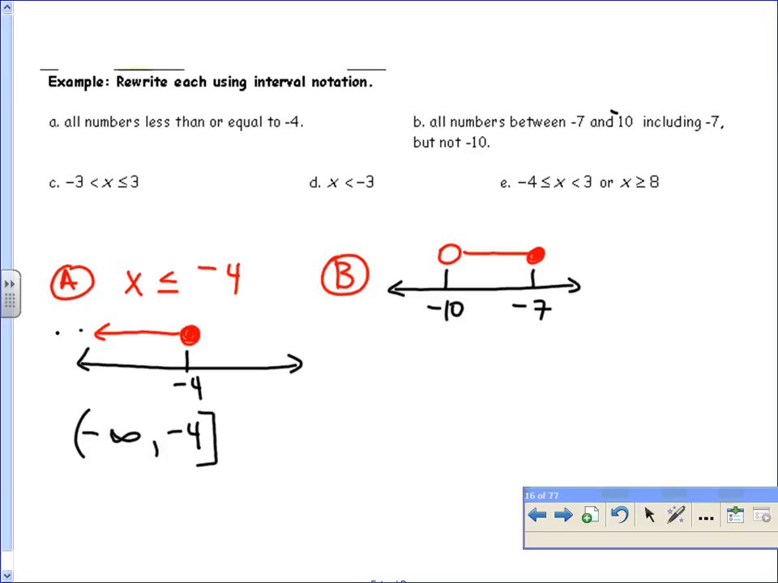So we have an open circle. All right, so that means that when we go to write our interval notation, it is going to be a parenthesis. It's going from -10 up to -7, including -7, but not including -10. All right. Okay, so we have those two. Let's do the others.